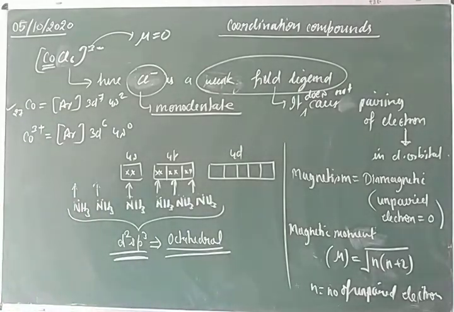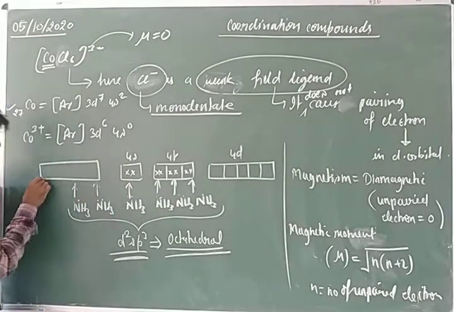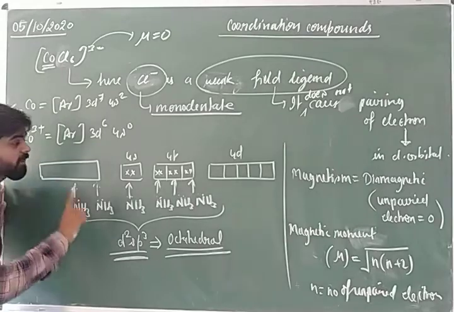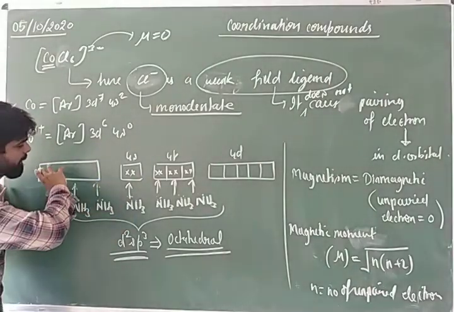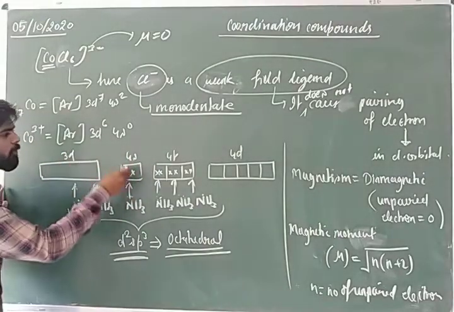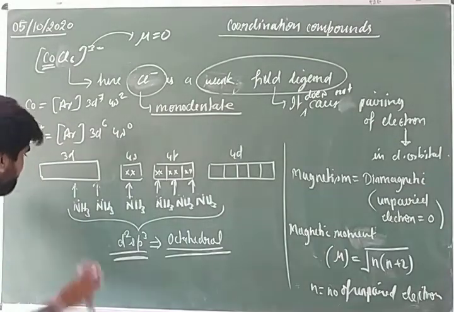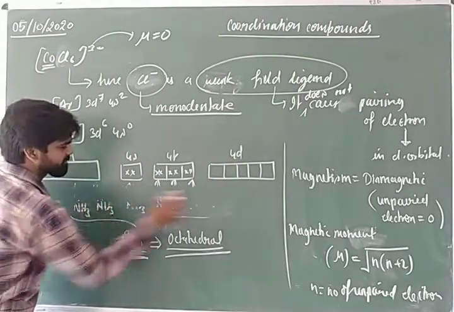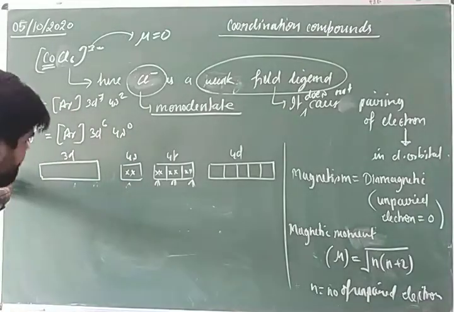Students, first of all, I told you that you draw or write the orbitals like this: 3d, 4s, 4p, 4d. After that, you start to fill the electrons.